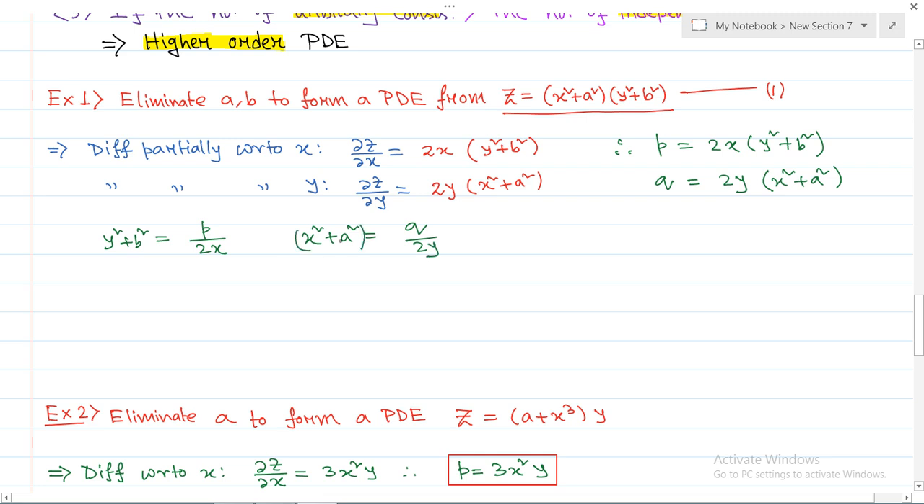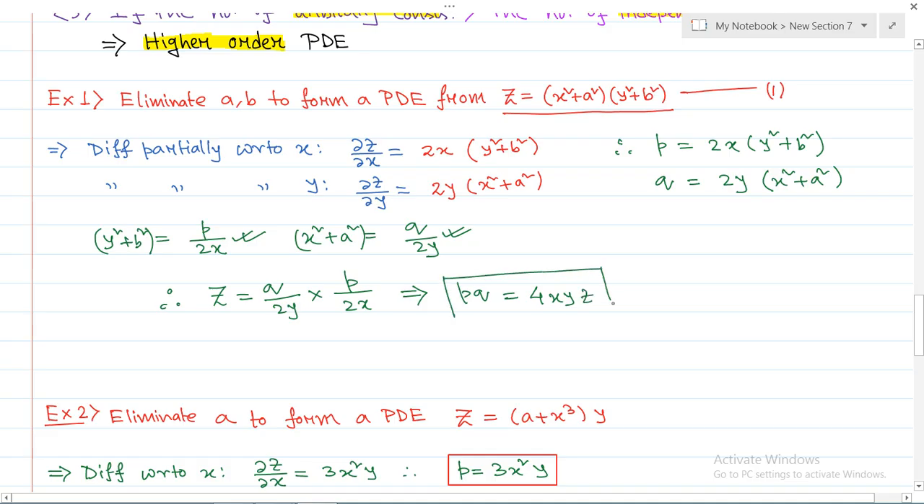So you get two values which are the main problem with us, y square plus b square and x square plus a square. This a and b we have to eliminate, right? So we get these two values, and we know from equation 1 that z equals the product of these two terms. Therefore we can write z equals to q upon 2y multiplied with p upon 2x. So just cross multiplying, we have pq on one side, and on the other side we have 4xyz. Okay, so this is the desired partial differential equation.